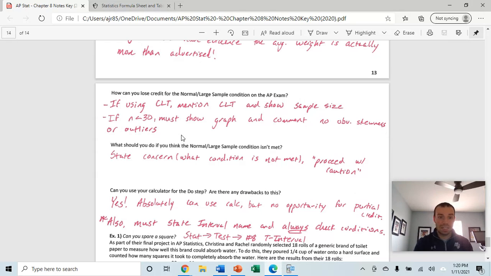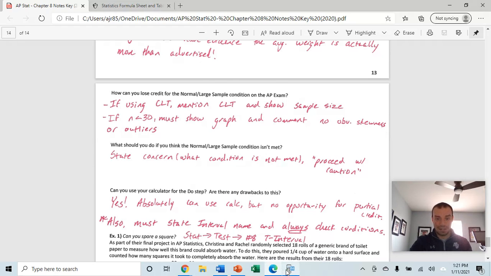Final part here, can you use the calculator for the do step? Yes, you absolutely can use the calculator, but you risk the opportunity for partial credit when you're using the calculator. Similar to when we did stuff with normal CDF, okay? Can you use a calculator to do something like that? Sure, but if you do, there's no real opportunity for partial credit as opposed to finding the z-score and doing it by hand. Same idea here. Can you do it by hand? Can you use the calculator? Absolutely you can. But if you make a mistake, you're not going to get any partial credit. In addition, you must state the interval and always check the conditions, that randomness, normality, and independence condition.